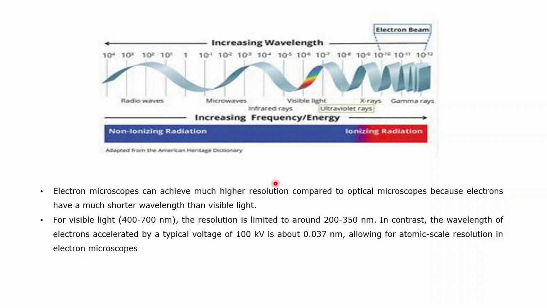As it has a lower wavelength, it can produce higher resolution. Okay, I will just read the question one more time. Which type of electron microscope is mostly used? Basically, I think it differs, right? TEM as well as SEM.